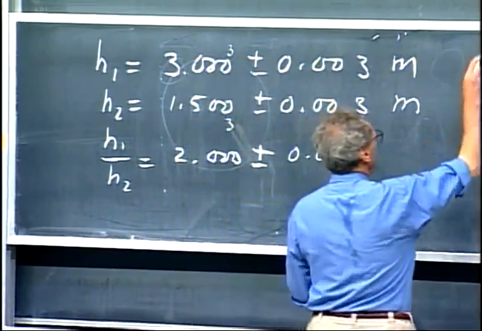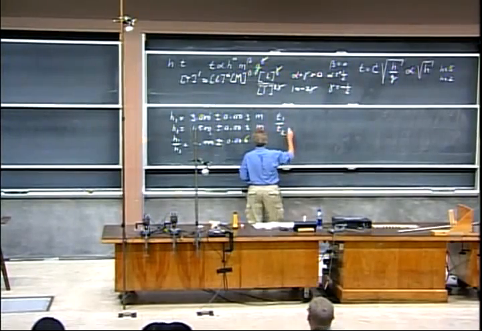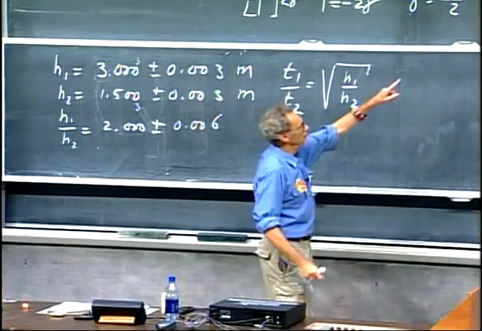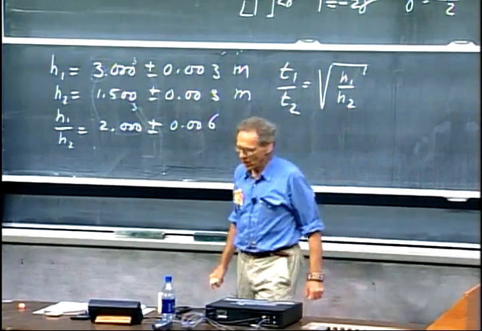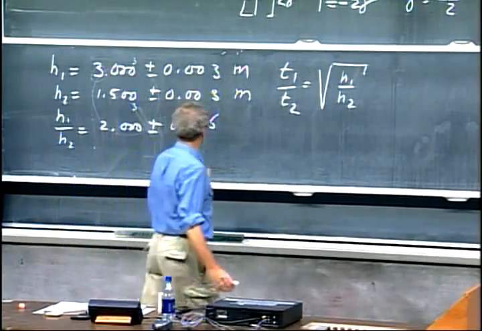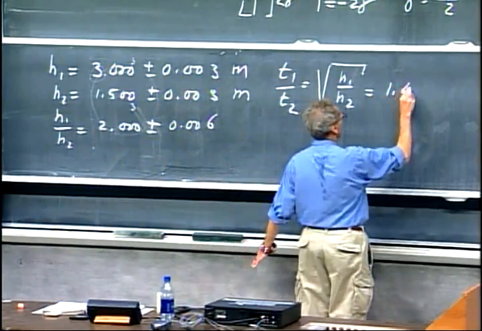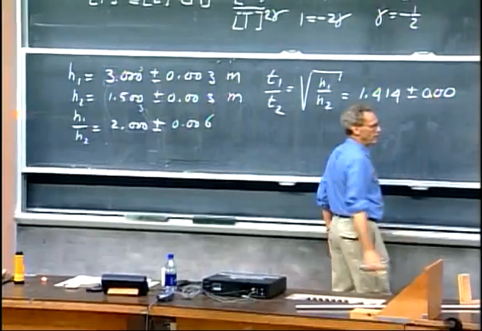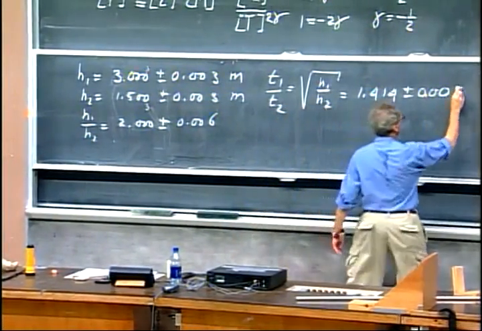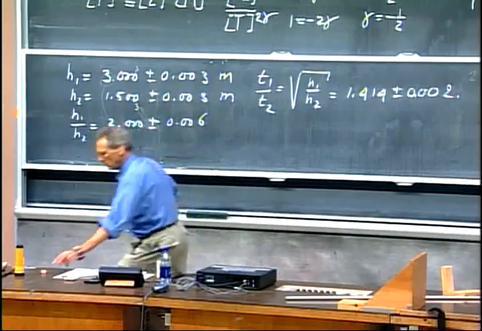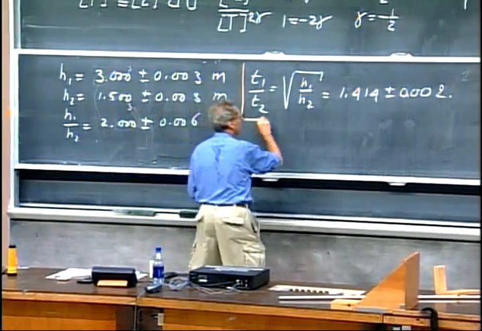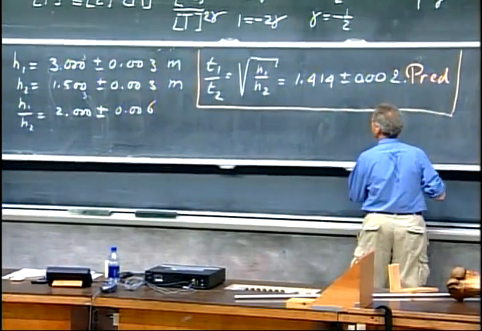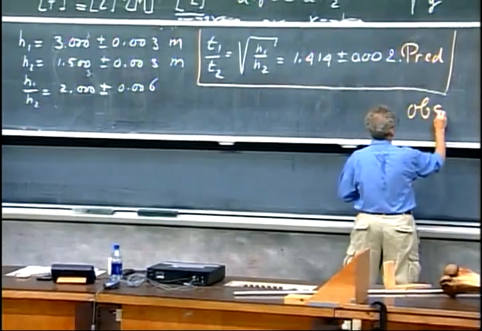And so the time t1 divided by t2 would be the square root of h1 divided by h2. That is the dimensional analysis argument that we have there. And we find, if we take the square root of this number, we find 1.414 plus or minus 0.002. I think that is a 2. That is correct. So here is a firm prediction. This is a prediction. And now we're going to make an observation.